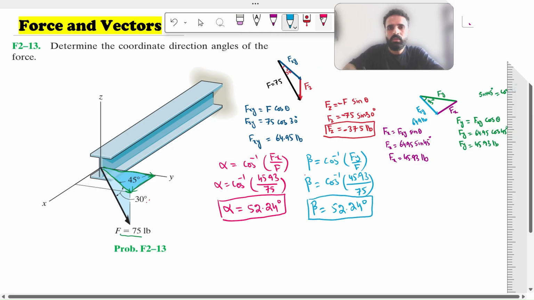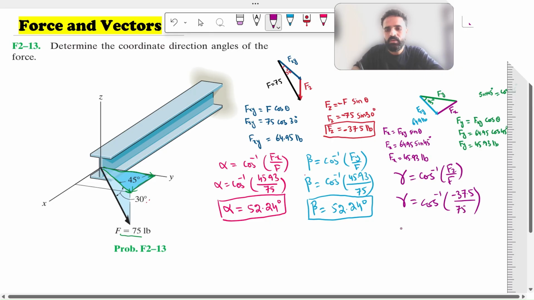Now we will do the calculation for gamma. For gamma, the formula is gamma equals cosine inverse of Fz divided by F. So gamma will be cosine inverse of minus 37.5 divided by 75. So the gamma value will become equal to 120 degrees. So we found the coordinate direction angles for this force.